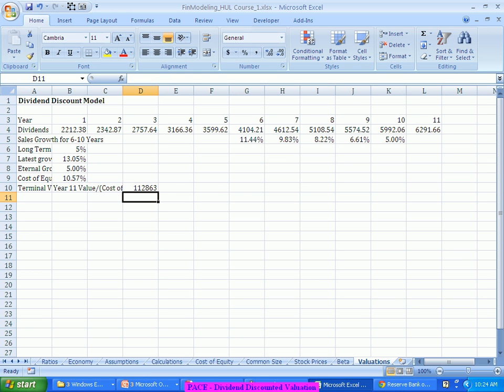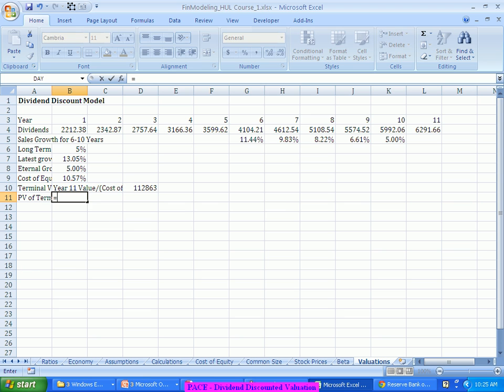So this is coming out to 1,12,863 crores. This is the value as of year 10, not as of now, because we are talking of constant growth rate from year 11 onwards. So this value, whatever the formula is giving, is as of one period before. As of year 10, this is the value of that security. Now I want to know what is the present value of that terminal value.